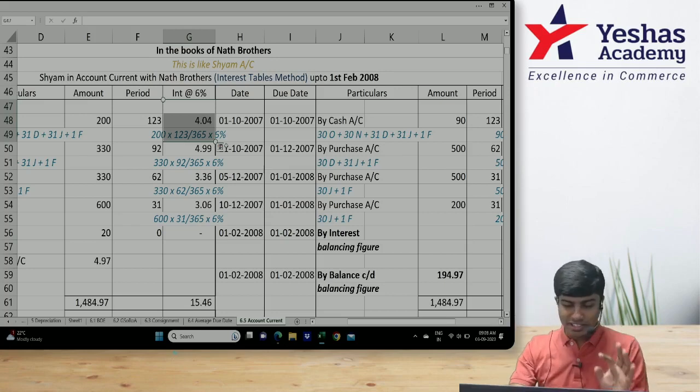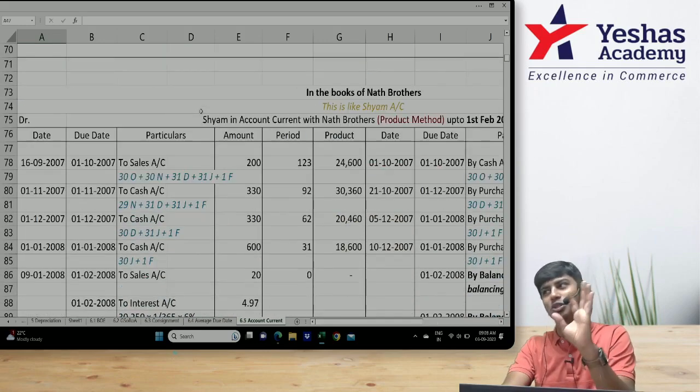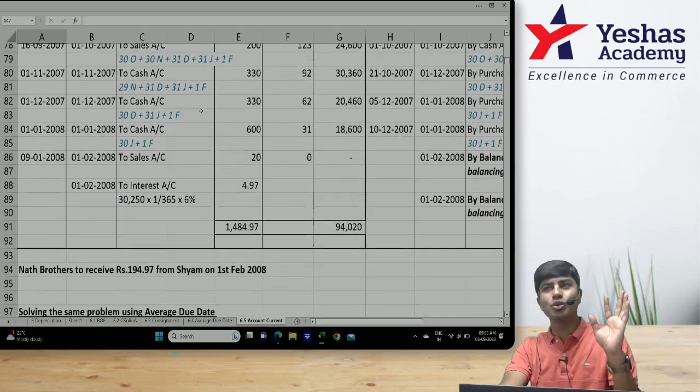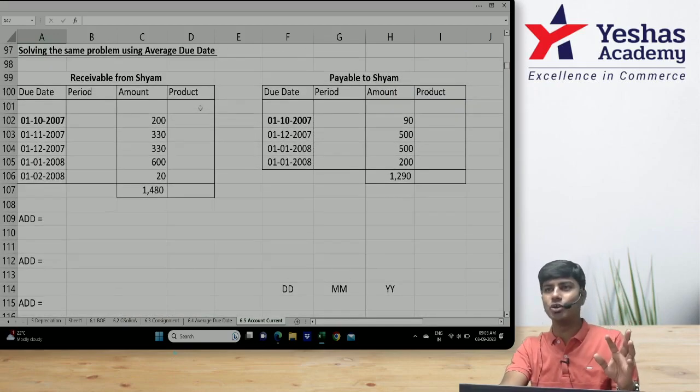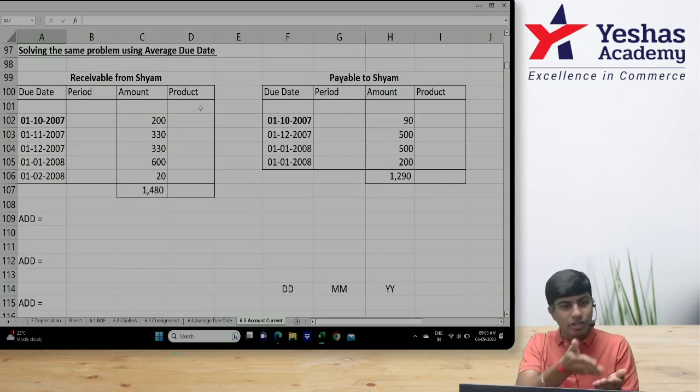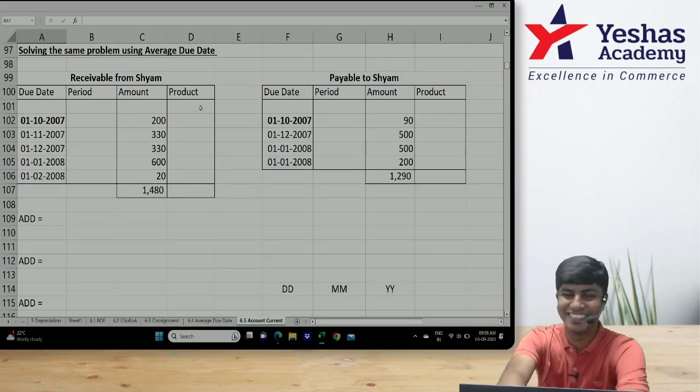Shall we? Let us check. Open a book, you can check anywhere. No one ever solves an account current question using the average due date approach. Lots of students would have cleared CA Foundation also. Ask them, hey, can we do account current through average? They'll be like, are you mad? Average due date is average due date. Account current is account current. Just tell them that.